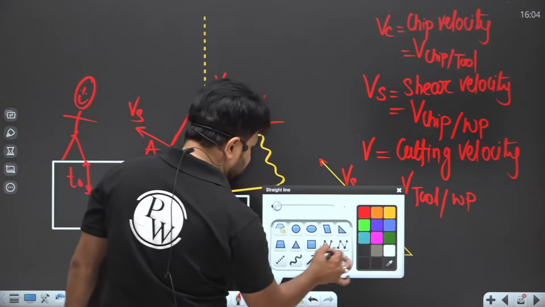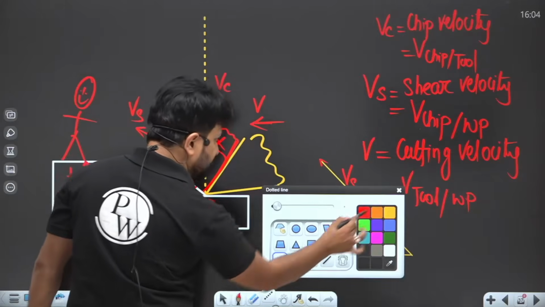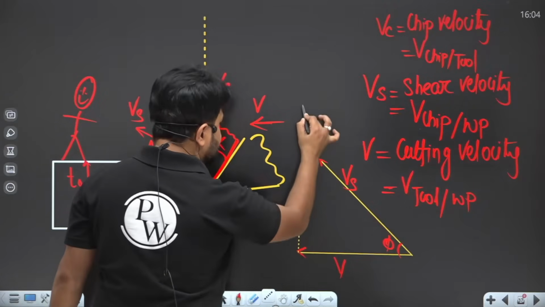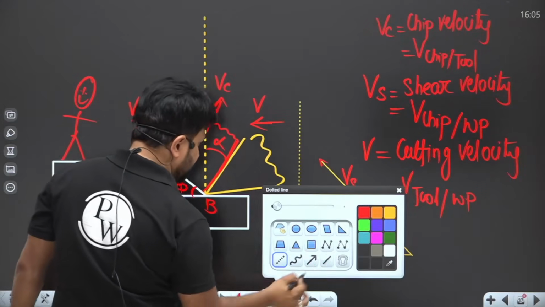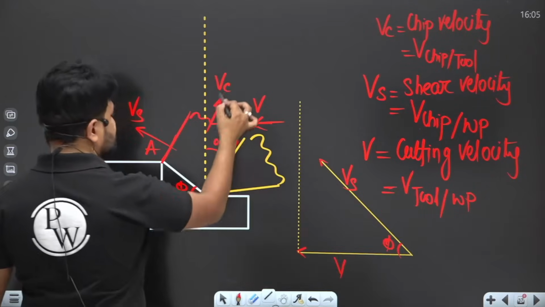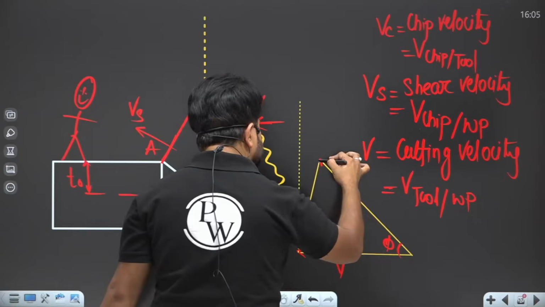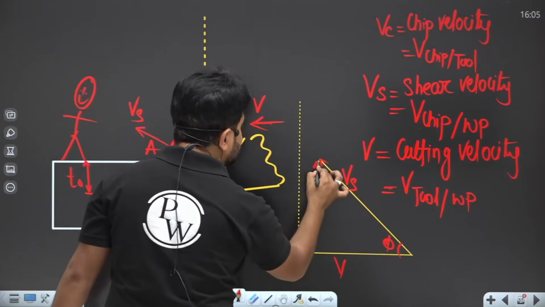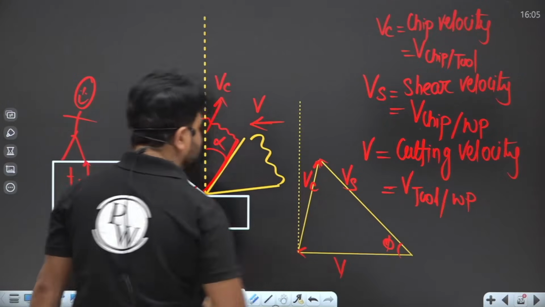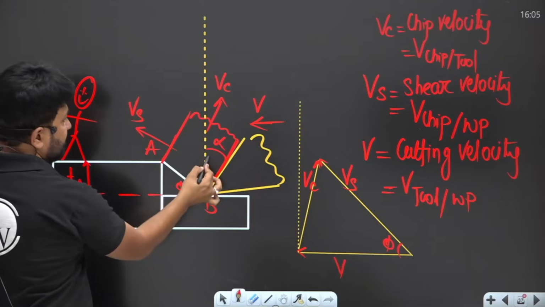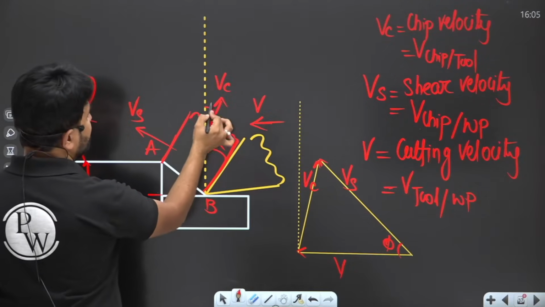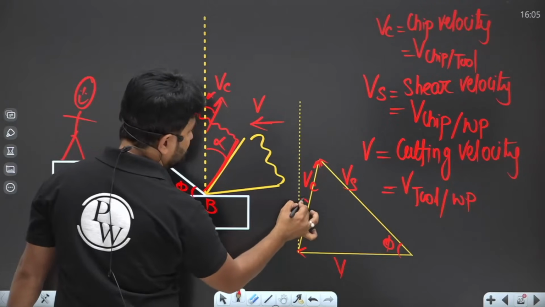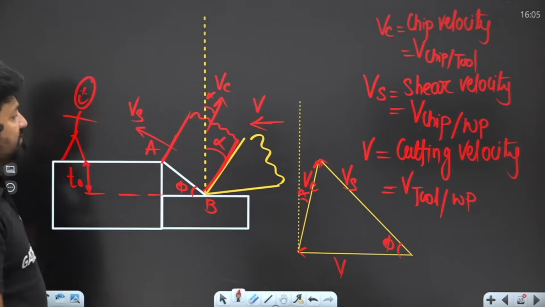Now, there is a reference line, my dear student. See here, this is a reference line, right? And see, this is the chip velocity, VC. It makes an angle alpha with the reference line. Basically, VC makes an angle alpha from the reference line.